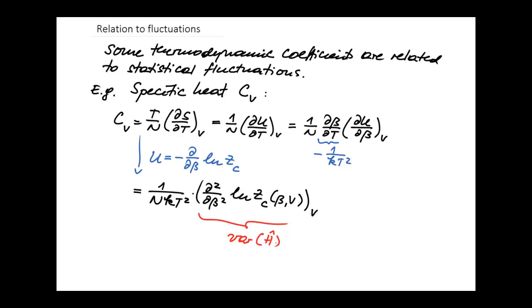So to summarize, I discussed 3 remarks about thermodynamic coefficients, aside from the fact that these are experimentally often the most easily accessible quantities. One is that they can be obtained from thermodynamic potentials by taking second order partial derivatives, that there are lots of relations amongst themselves, and that some of them are related to statistical fluctuations.